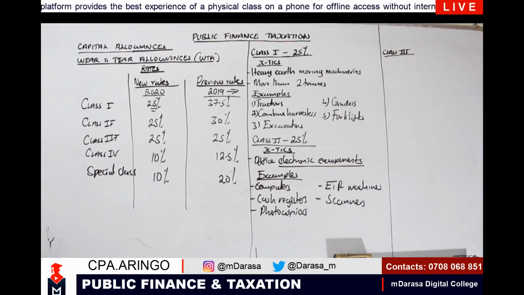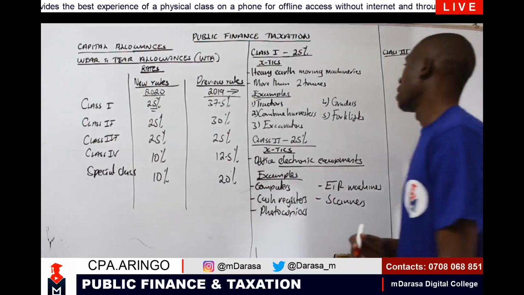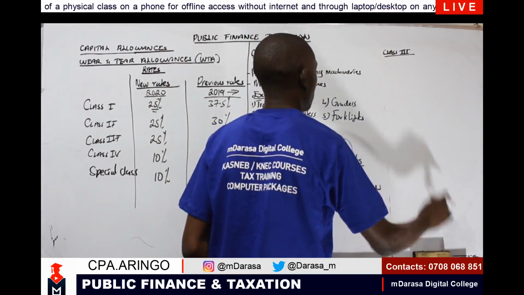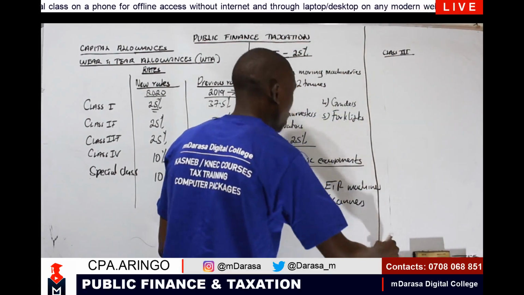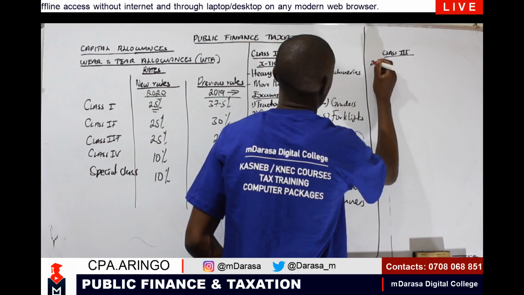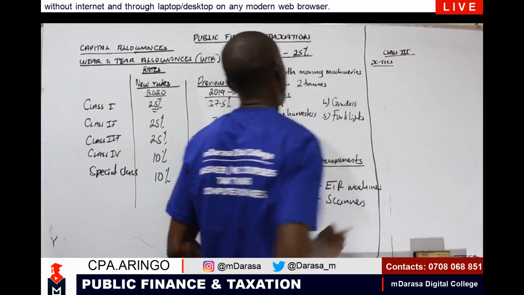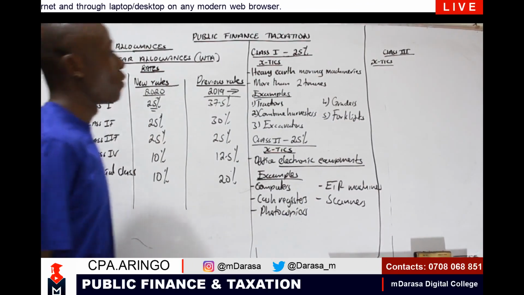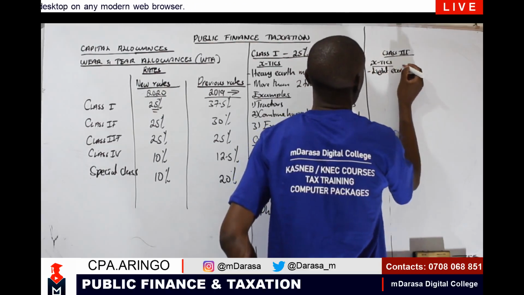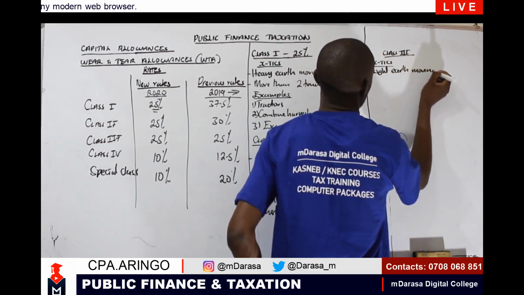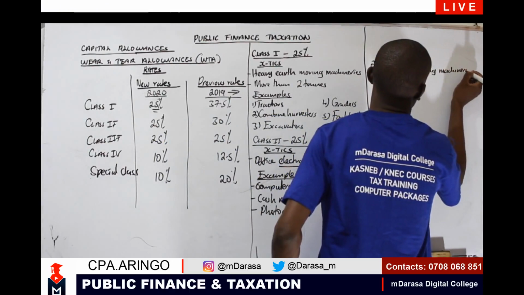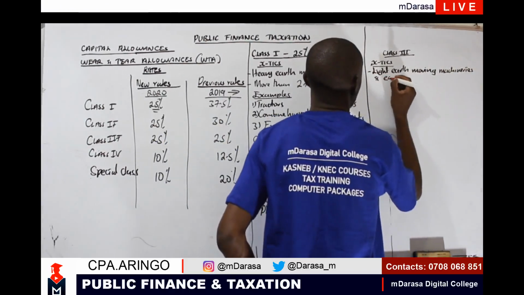So for class 3 items, we will be talking of the following. Light earth moving machineries and equipments. These are the characteristics of this class. Very key: light earth moving machineries and equipments.